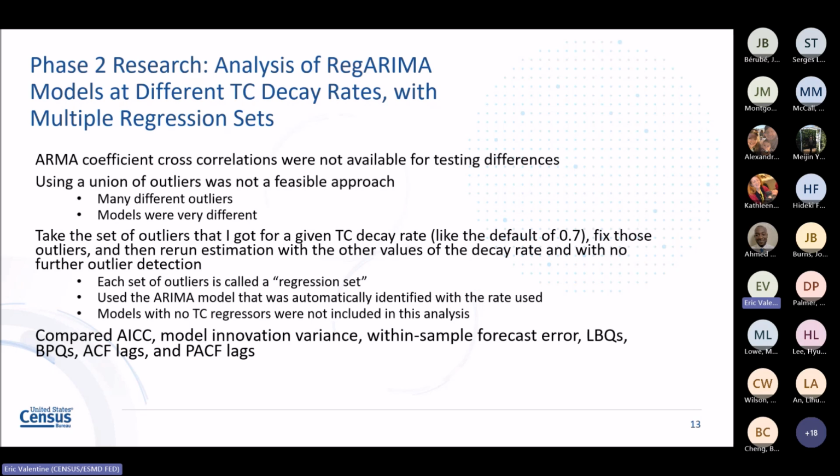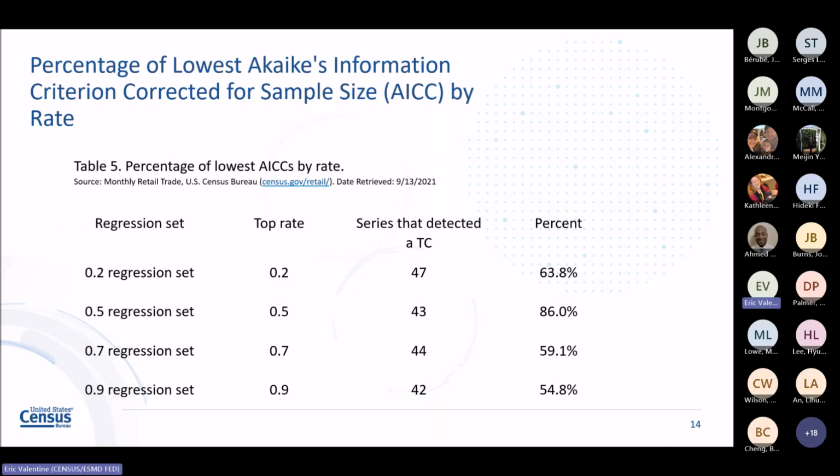I also use the ARIMA form from the automatic run associated with each decay rate. Some of these models did not include a TC regressor in the automatic runs, so they weren't included in this analysis. And from there, I just made several comparisons for each decay rate. First, I compared the AICCs of each time series model of each regression set to see which rate resulted in the minimum AICC and how often it had that result.